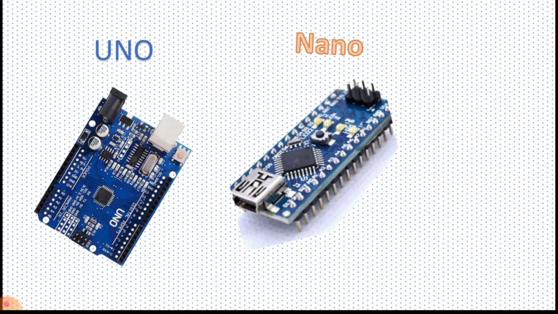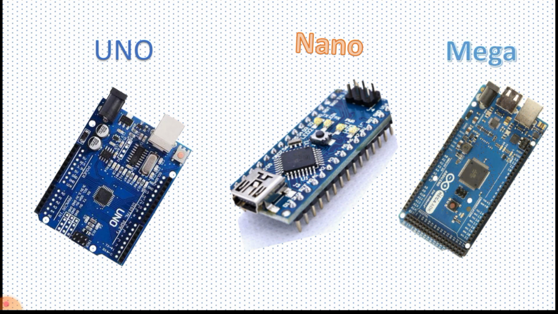This is the Arduino Nano board. It is a small size board. It comprises the same features as the Uno model. It is suitable for small size projects. This is the Arduino Mega. It is bigger than the other two boards. It has a lot of input and output pins. It is suitable for multi-component projects.